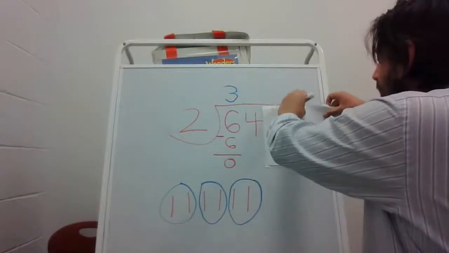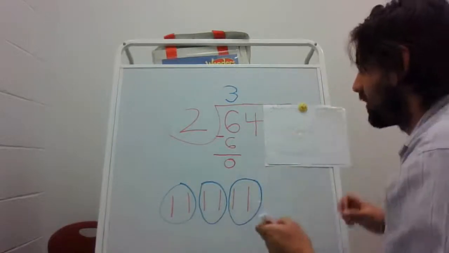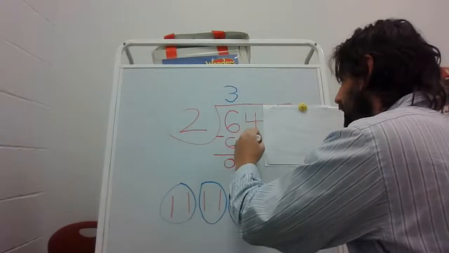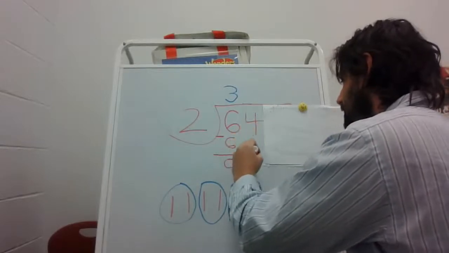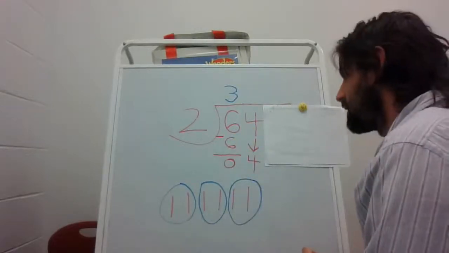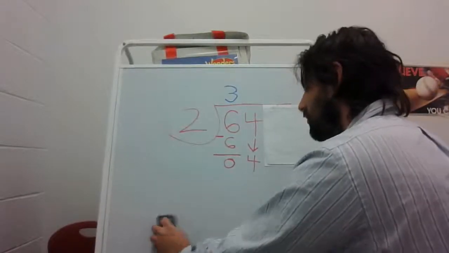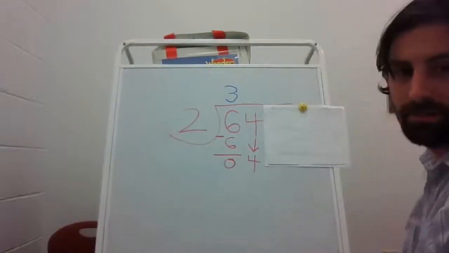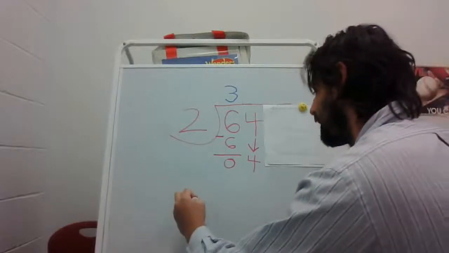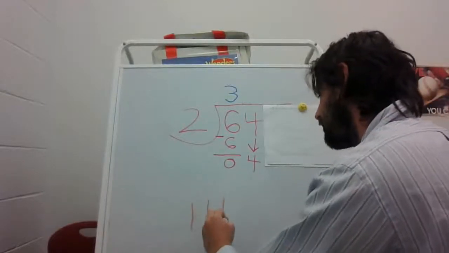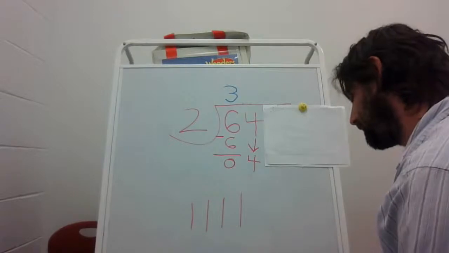So now we've got to bring down the next number. The next number is a 4. So we're going to bring down the 4 here. Now we have to figure out how many times 2 goes into 4. 4 divided by 2. So pretty simple math here. I'm going to make 4 tallies. 1, 2, 3, 4.